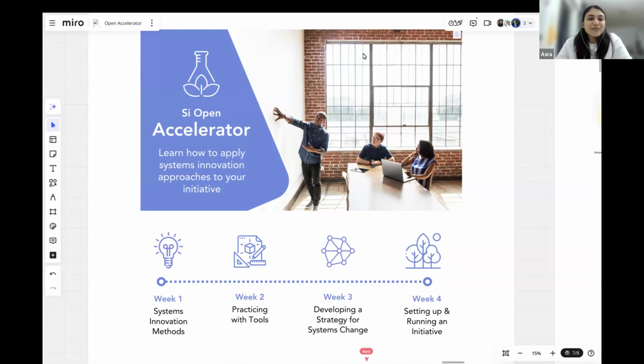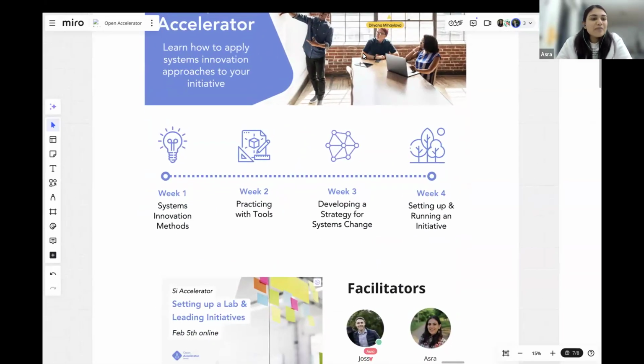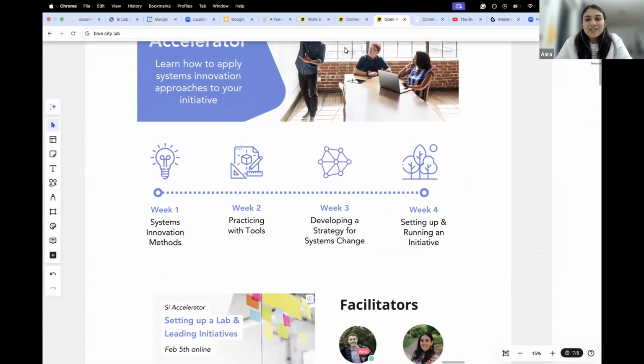We have made it to the fourth and final week of our SI Open Accelerator series, as you can see on the screen here. Over the past three weeks, we have really enjoyed some really interesting concepts, practical tools, and also, quite importantly, the discussions that we have had in the breakout rooms. It's been a fantastic experience for all of us.